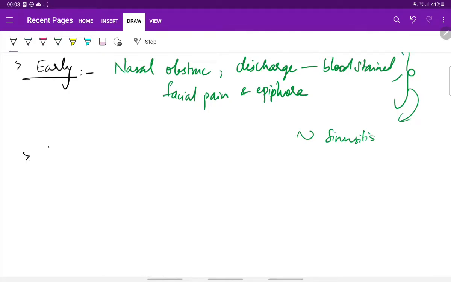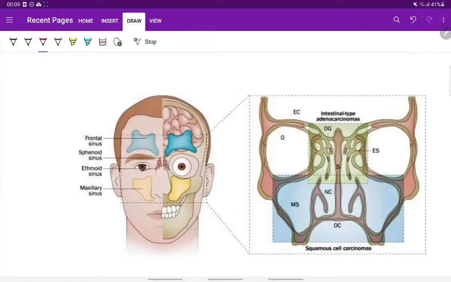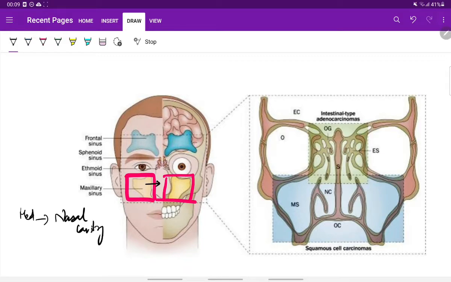Next, coming to the late features. There are many late features depending on the direction of spread and the extent of growth of the carcinoma of maxillary sinus. So based upon its spread, this is the maxillary sinus on either side. If the cancer spreads medially, it involves the nasal cavity and produces nasal symptoms like nasal obstruction, discharge and epistaxis.